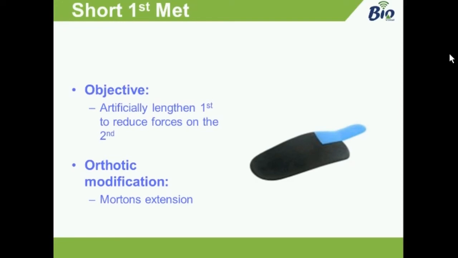So basically, if we want to address a short first met, what we're trying to do is artificially elongate the first metatarsal to reduce the forces on the head of the second metatarsal. And this modification works really well for that. I'm not sure if you can see from the picture there what I mean, but we're just putting a shaft underneath that first metatarsal. Now you can experiment with different materials, and sometimes it really is just as simple as sticking a bit of semi-compressed felt onto a prefab, so it follows the line of the met shaft, and that can work really well.